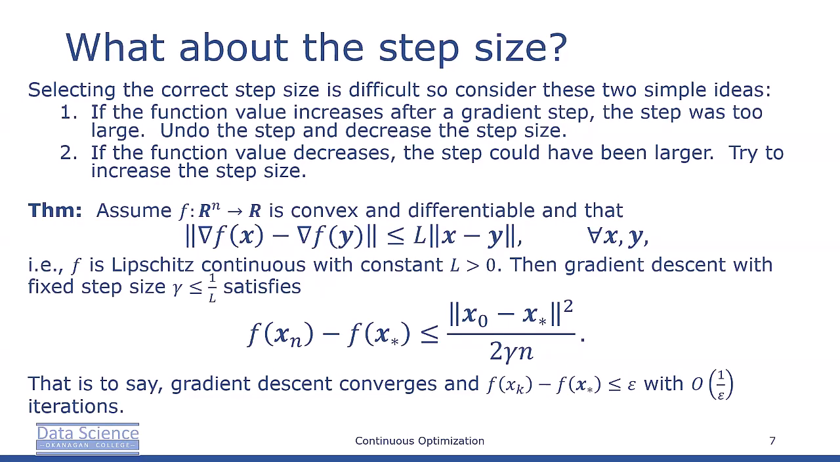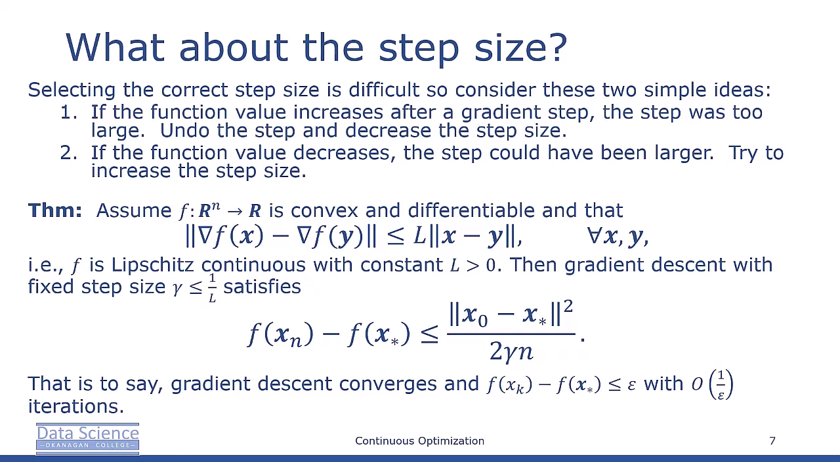As we said earlier, choosing a good step size is important in gradient descent. If the step size is too small, gradient descent can be very slow. If the step size is chosen to be too large, gradient descent can overshoot, fail to converge, or even diverge. Thus, there are 2 simple rules that we have to think about. If the function value increases after a gradient step, the step was too large. Undo the step and decrease the step size. If the function value decreases, the step could have been larger. Try to increase the step size.